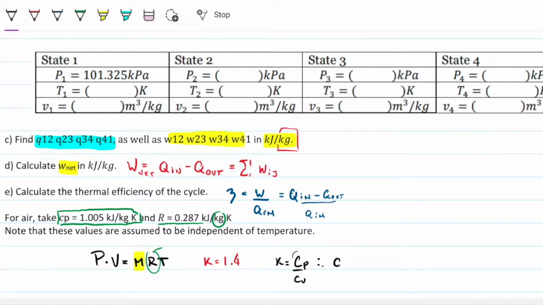So that means that CV would just be 1.005 divided by 1.4, and that gives me about 0.718. Great. Could have memorized that too. Okay, so we have all that information to help us out as we go.